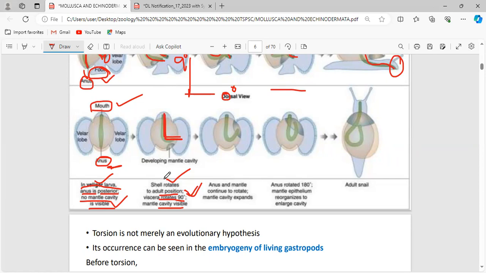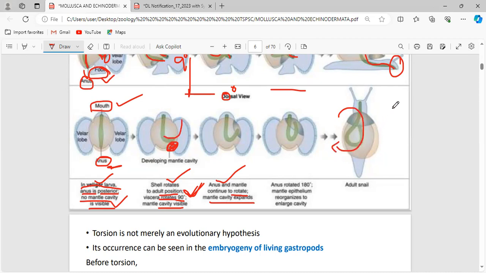When it rotates 90 degrees, the mantle cavity starts to develop. This is the mantle cavity, when it reaches 90 degrees. Now the anus and the mantle continue to rotate, and the mantle cavity expands. Again, this mantle cavity continues to rotate in a clockwise direction.